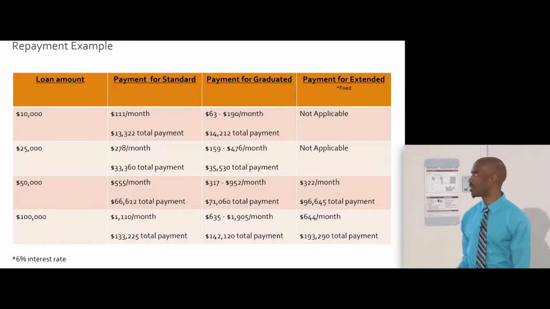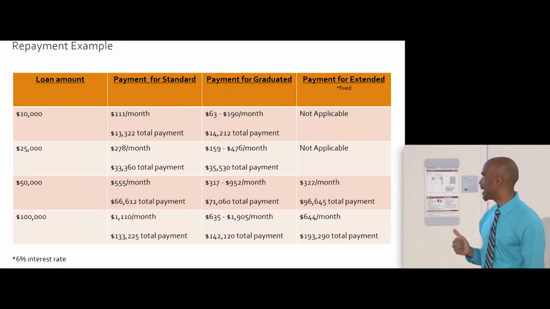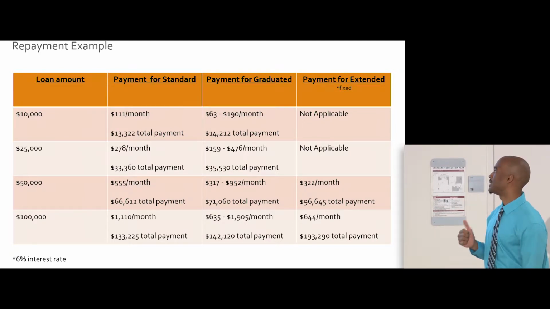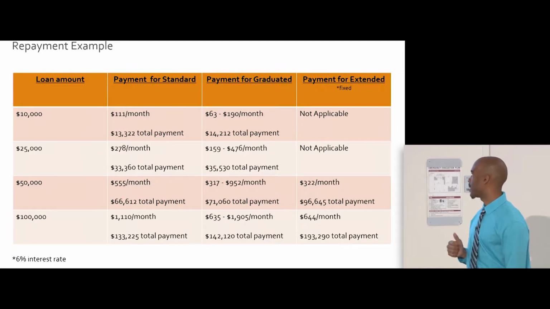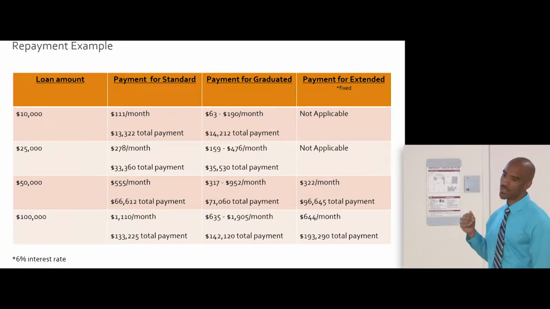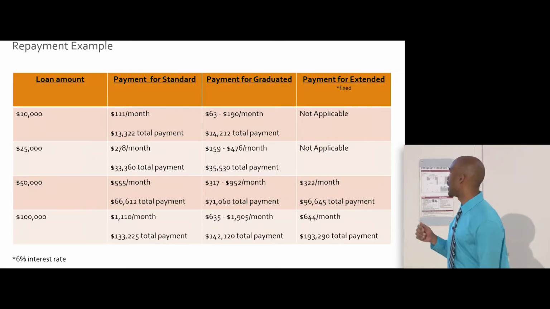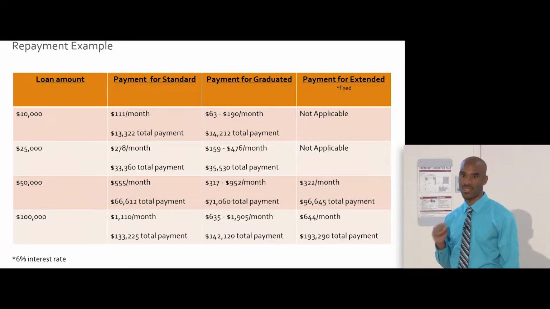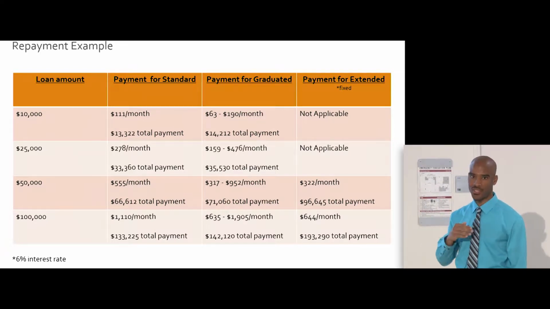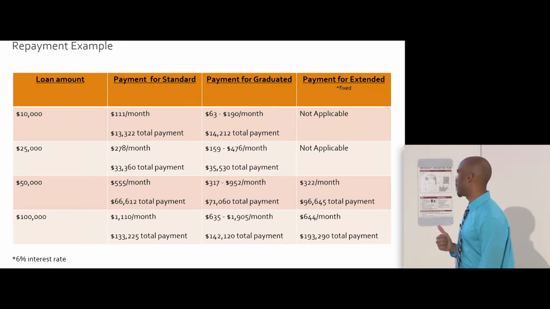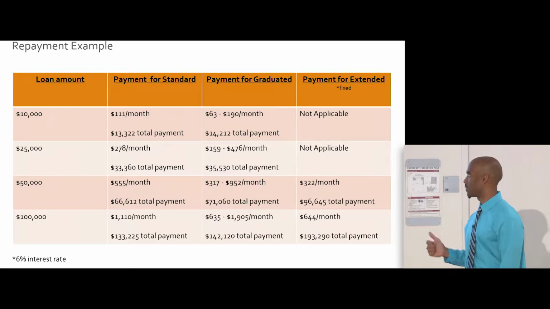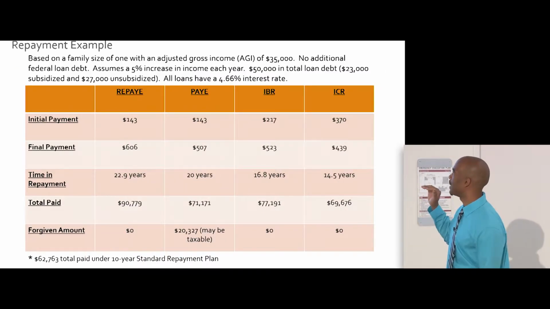Go to the $50,000 plan. If you were on the standard plan, $555 for a month, total would be $66,612. The graduated, the payments will be between $317 and $952 for a total of $7160. And if you were on the extended plan, and if it was a fixed payment, because again, extended can be either fixed or graduated. If you were on the extended plan, the monthly payment would be $322 for a total payment of $96,645.